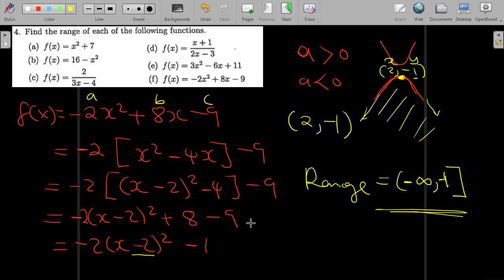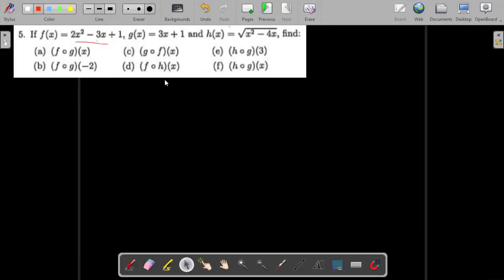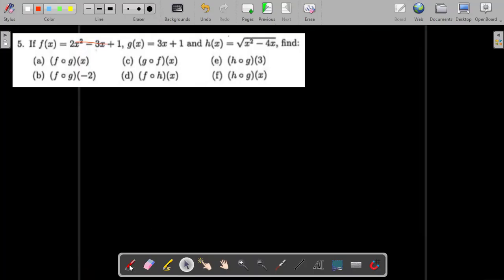We'll move on and get a brief introduction to, or just answer a few questions on, composite functions. So we have these questions here, saying if f of x is equal to 2x squared minus 3x plus 1, then g of x is equal to 3x plus 1, and h of x is equal to the root of x squared minus 4x. Then they're telling me to find these here.